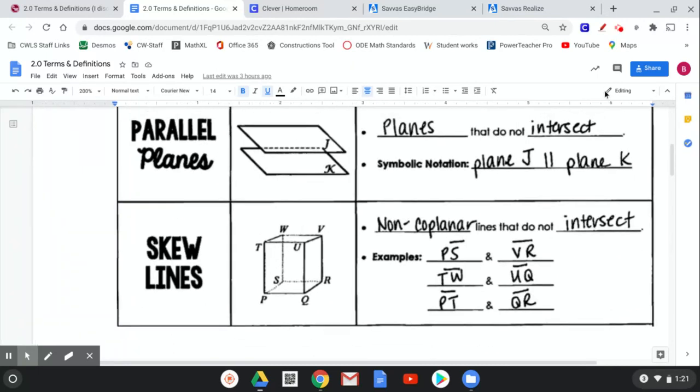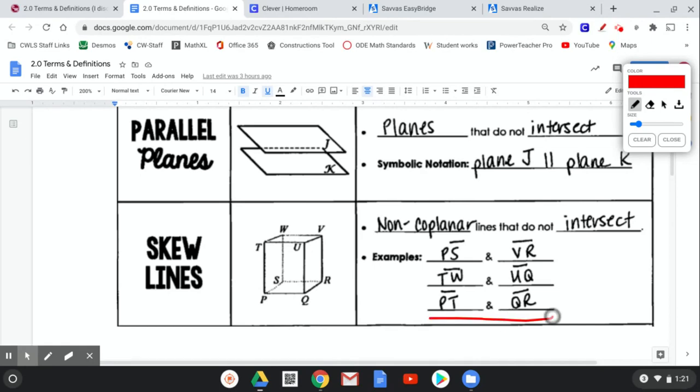Skew lines. This is something that people have difficulty with, and I think it's one of those things that's challenging until you get it. They're non-coplanar lines, so they're not on the same plane, but they're lines that don't intersect. The one I think about is the last example here: PT and QR. I think this is the best way to see it.